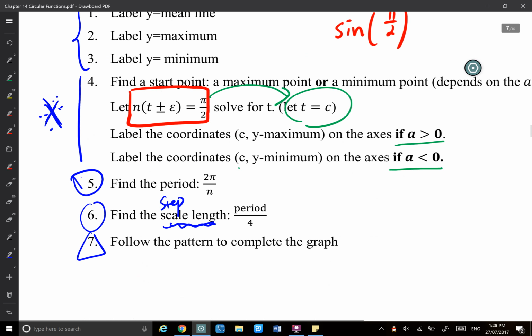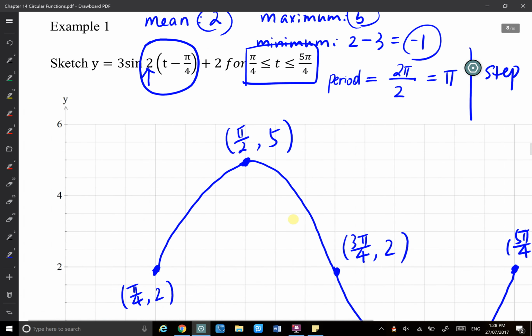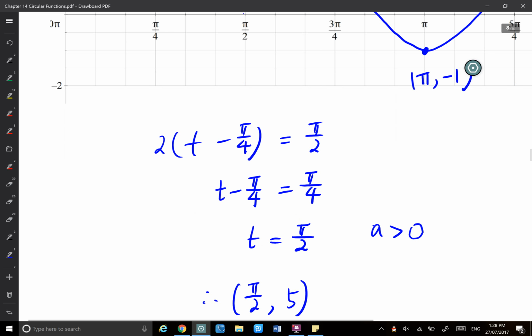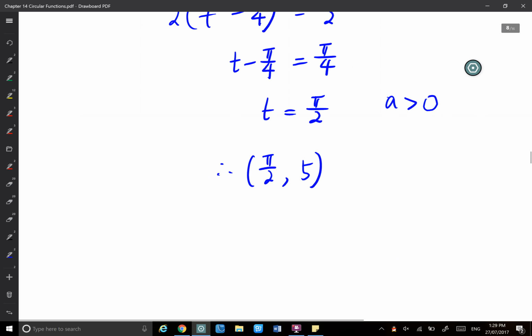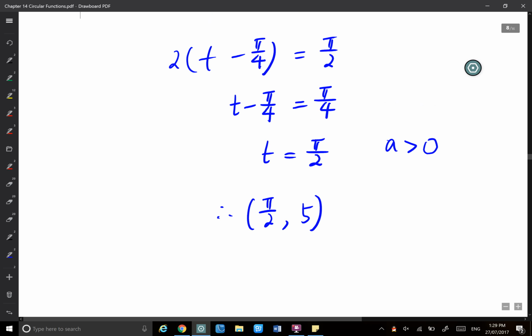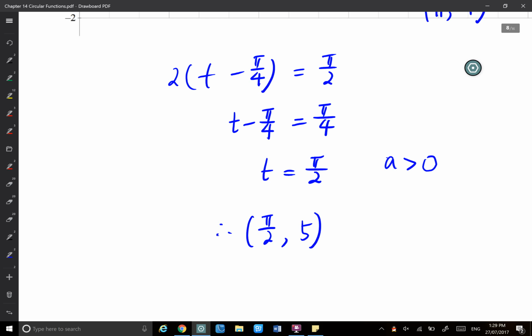The method we use to find a maximum or minimum for sine is we let the angle in sine become pi over 2. If we make that equal to pi over 2, then sine of pi over 2 will give you 1. It definitely gives you an extreme value. 1 or negative 1 is the extreme value. So if sine equals 1, then you have either a maximum or a minimum. Then we solve for this t value. We make the angle equal to pi over 2 and solve for which x or which t gives us pi over 2. In this case, it should be pi over 2.